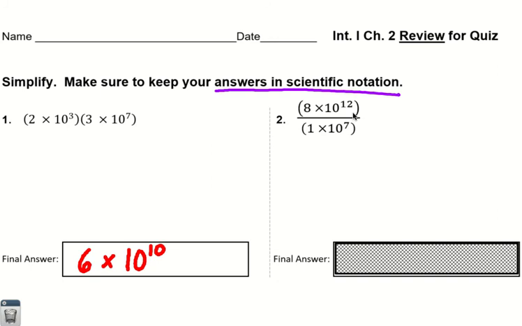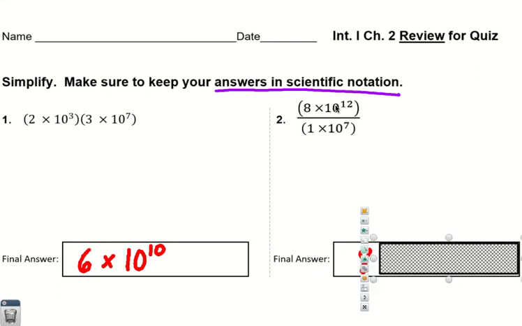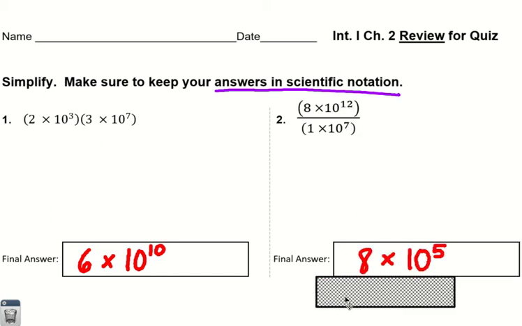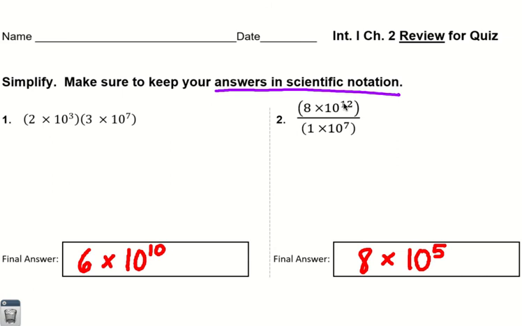Now, when you're dividing, it's very similar. You take the 8 and the 1, and you're just going to divide those straight up. 8 divided by 1 is, you guessed it, 8. And then as far as the 10 to the 12th and the 10 to the 7th, you can divide those, and since it's the same base of 10, what can you do with these powers of 12 and 7? You can subtract them. So 12 minus 7 is 5. So that's how you do it. Divide the regular numbers, subtract the powers on the 10s.